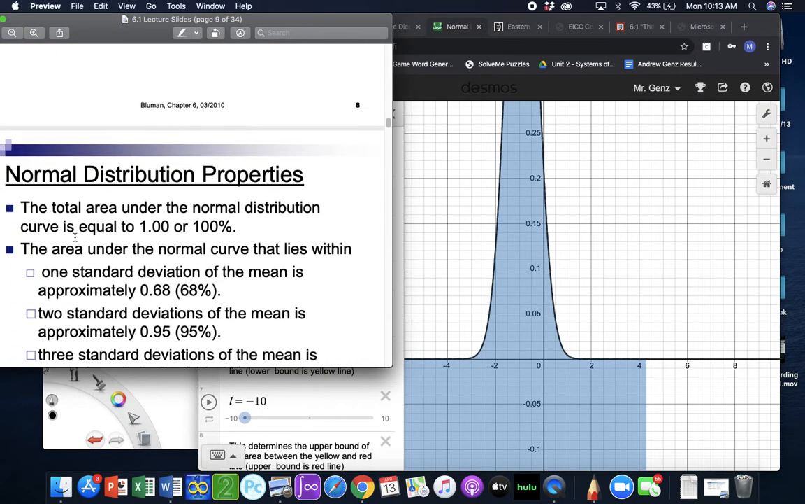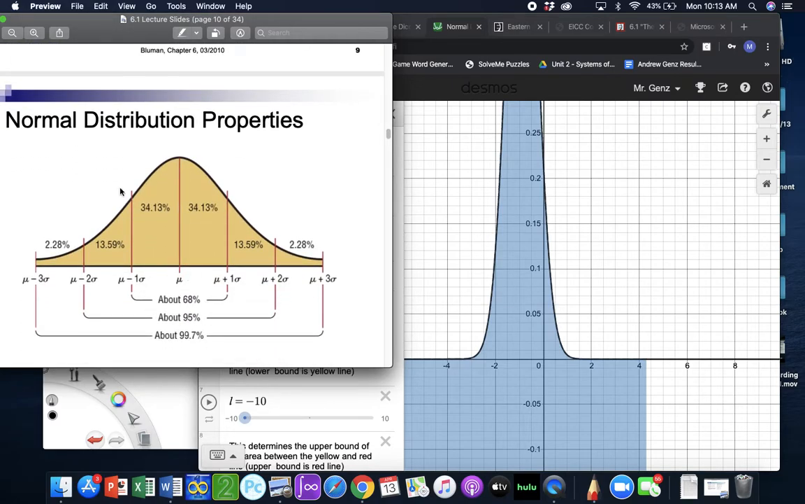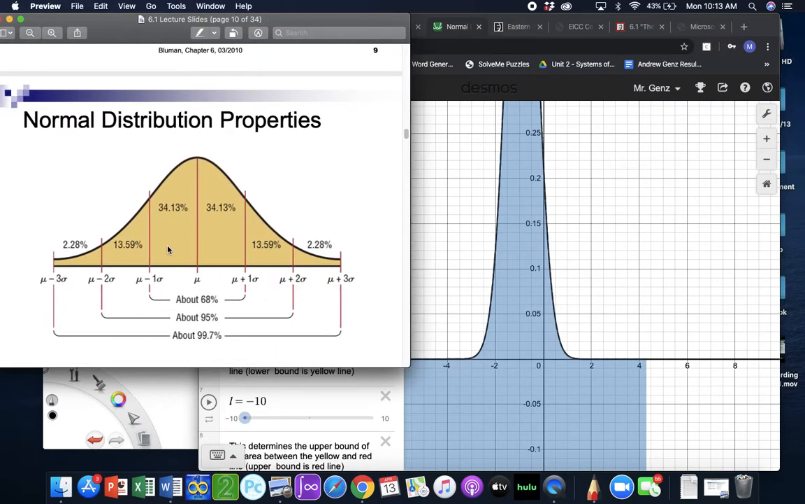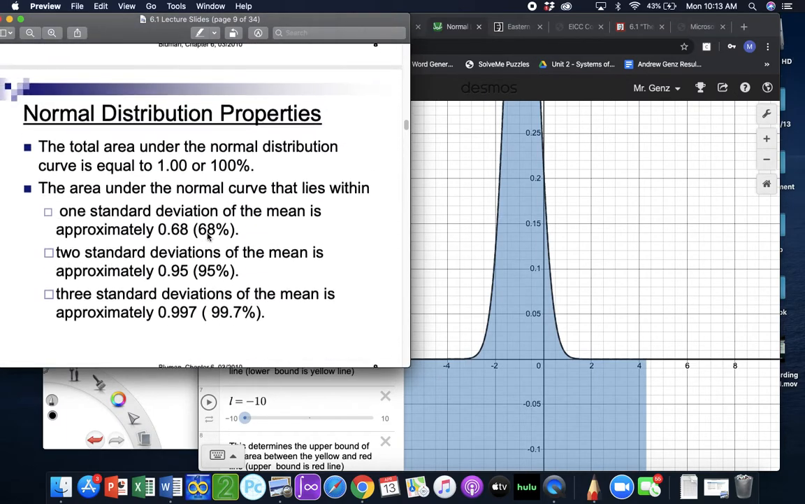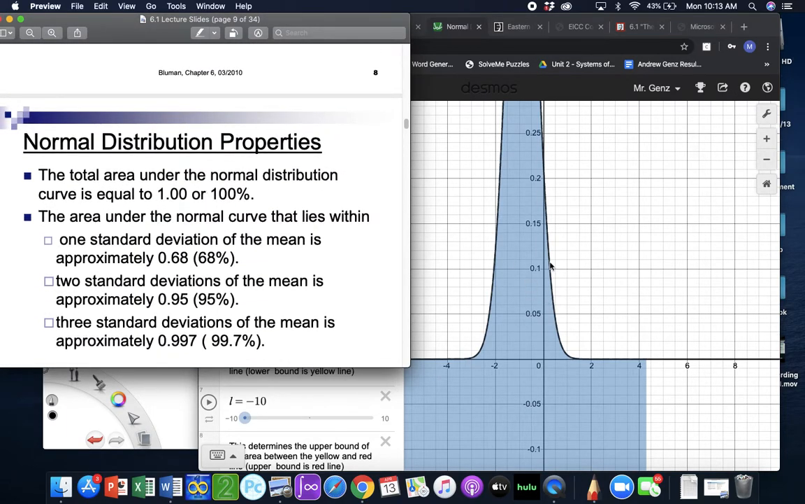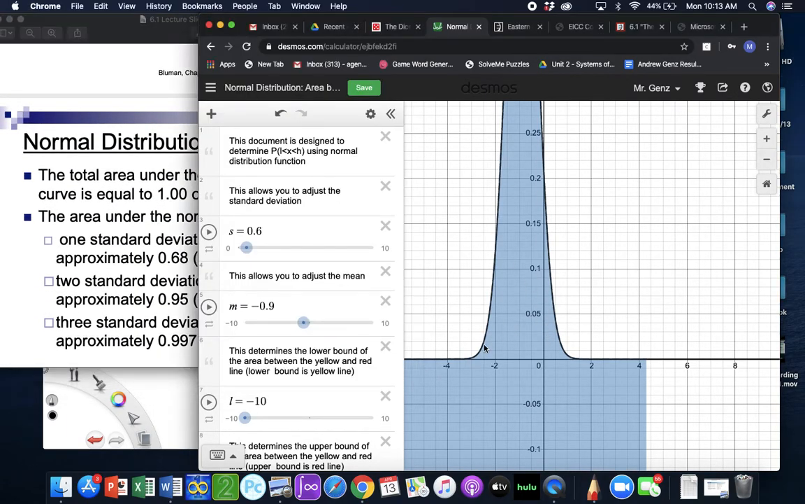There is one thing I do want to talk about. If you recall the normal distribution properties, the total area underneath the normal distribution is 1. Pay no attention to this blue that's coming down off of 0, just this piece right here. So the total area underneath this curve, calculus students, is 1.